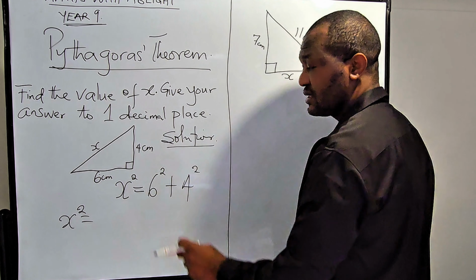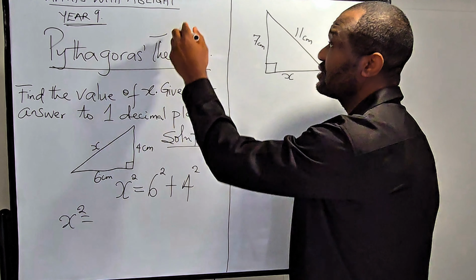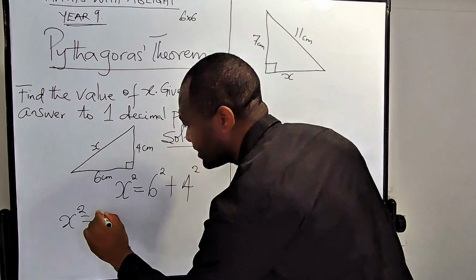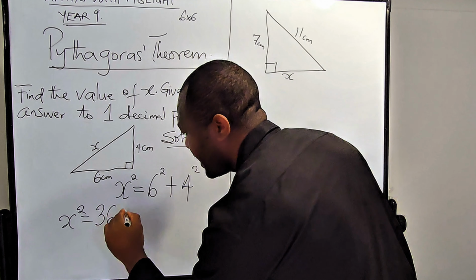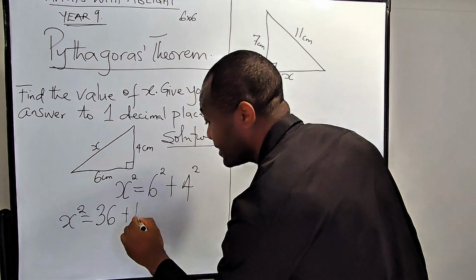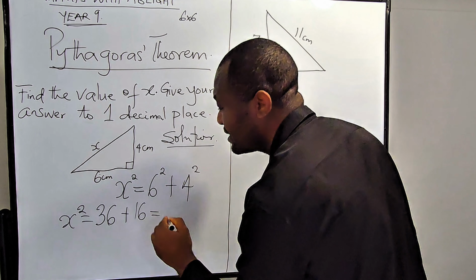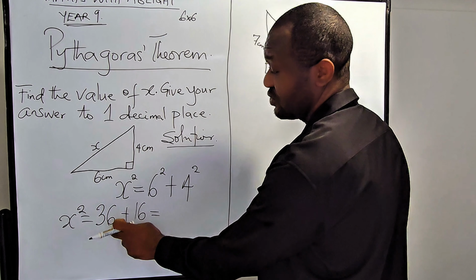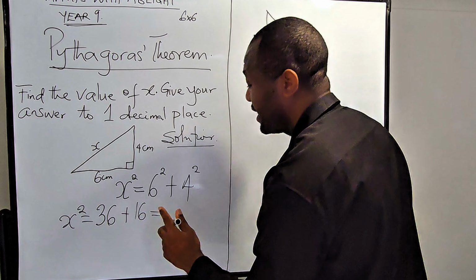when you square 6, squaring 6 means 6 times 6. And that gives you 36. Add 36. Square of 4 is 4 times 4, and that is 16. It means that your x squared is what? 52. 6 plus 6, 12. Carry 1. So that's 52.